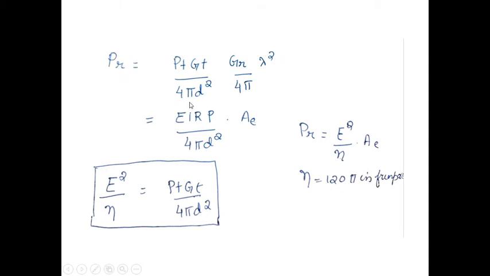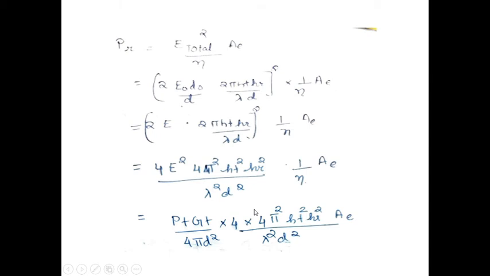So from this particular equation, that is from the free space model, the received power equation can be written as such, where this particular term represents the effective aperture AE. Instead of E square by eta, we can replace it as Pt Gt by 4 pi d square. That is what is written here. This assumption is very important. By using this assumption only, they have derived the expression for the received power.